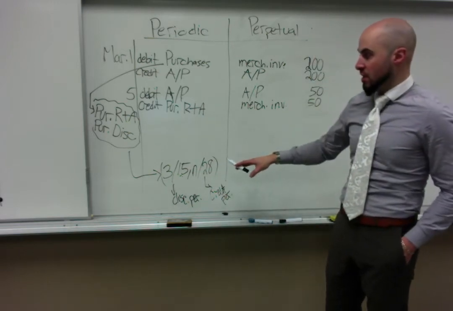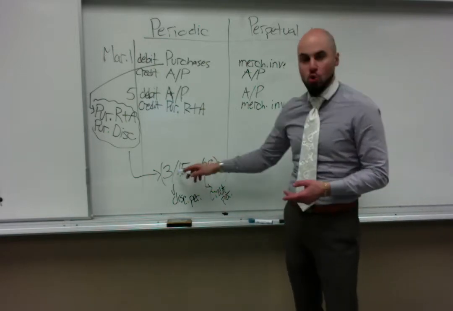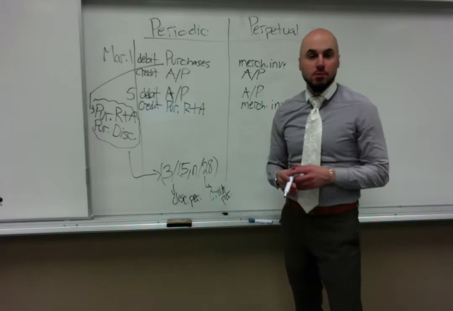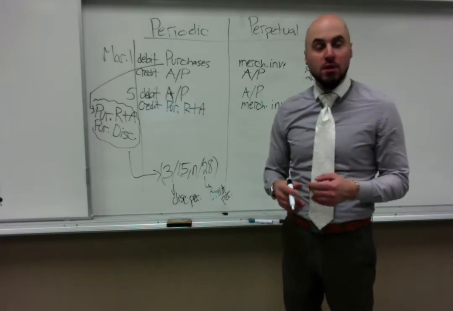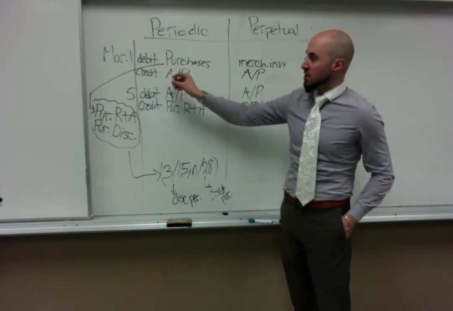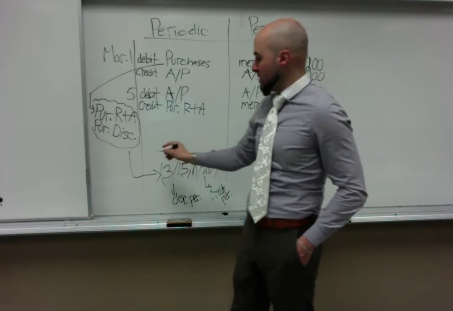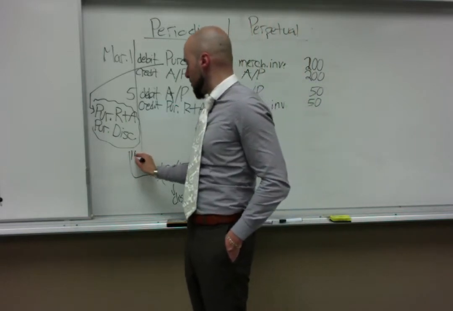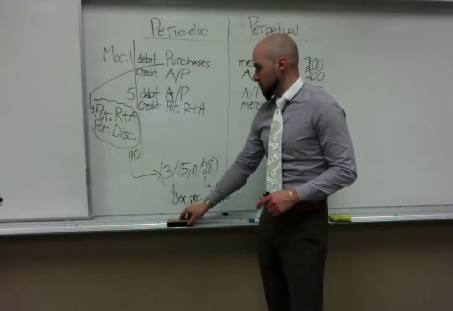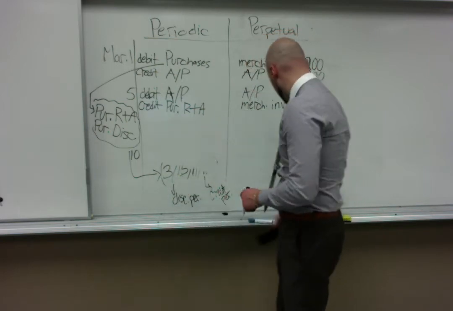So that's the difference there, and every vendor will be different. Sometimes in the questions you might see 2/10, right, which just means 2% off if you pay within 10 days. So let's pay this accounts payable off within this 15 days. Let's say March 10th. Okay? Let's say March 10th.